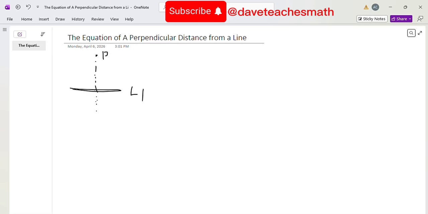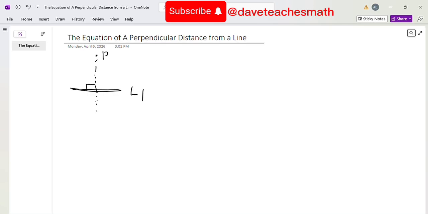Sometimes it could go beyond the line depending on the context of the question. So it's not limited to the location of the line per se, but we are looking for that perpendicular distance from where P is. Now this perpendicular distance is 90 degrees to the line.